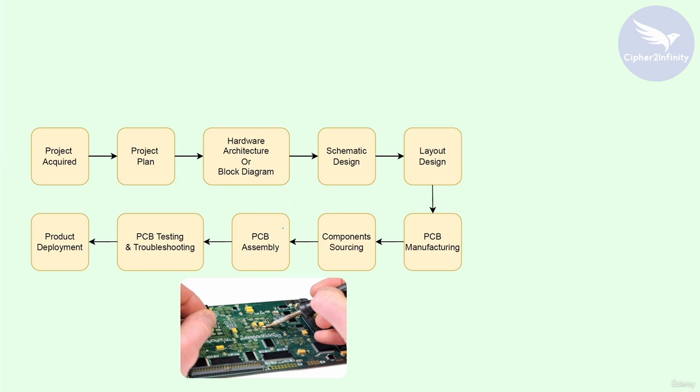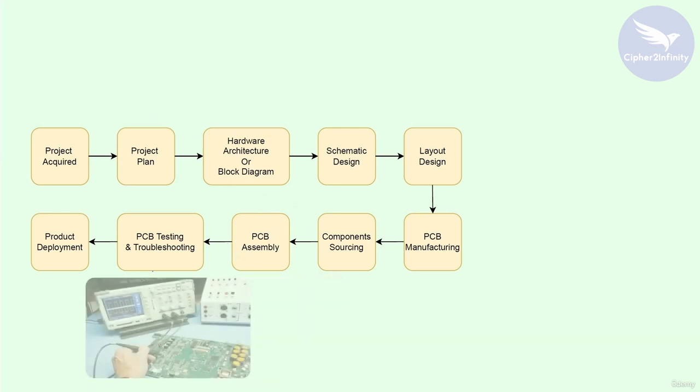Once the PCBs are assembled, the next phase is PCB testing and troubleshooting. Now in this phase, the hardware design engineer is going to check all the blocks present on the PCB, okay, and make sure all the blocks are working as expected. So he's going to do thorough testing of the entire PCB.